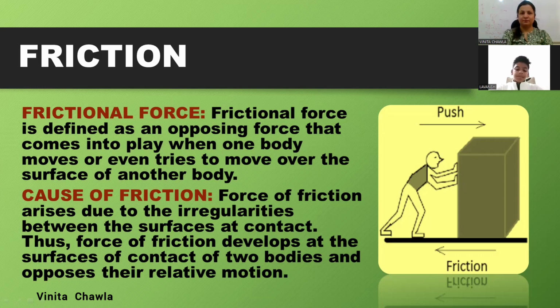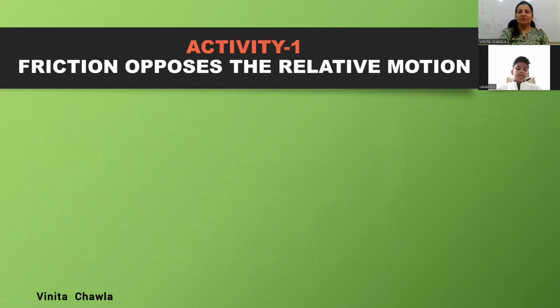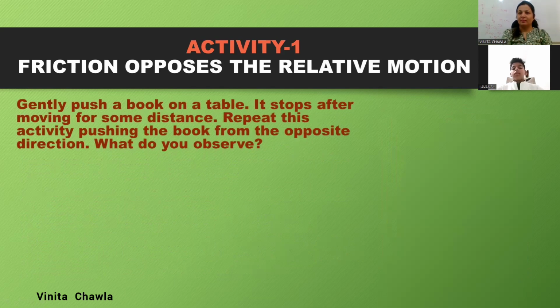So we have an activity here. Friction opposes the relative motion. Relative motion means, the word relative means when one object moves over the surface of another object. So here we are considering the positions of both the objects.